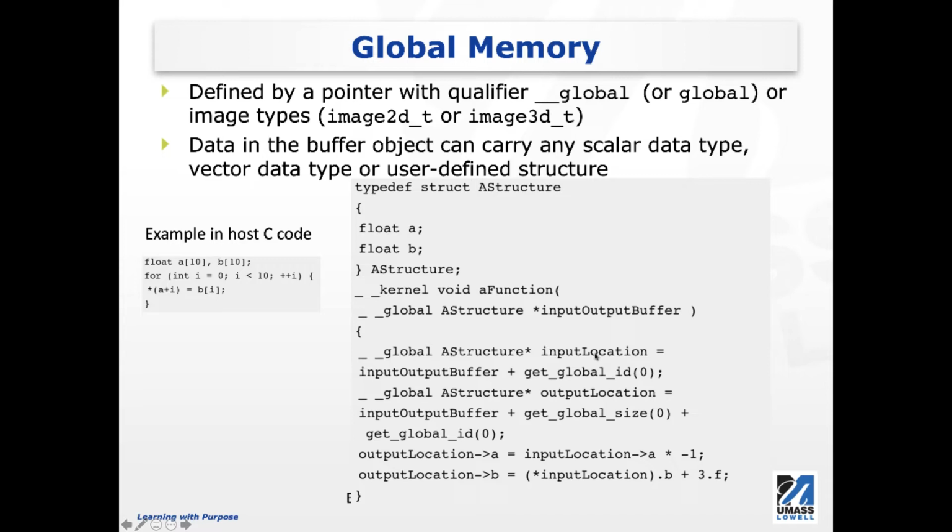So this line of code is trying to use the global ID of this work item and use that as an offset to the input-output buffer pointer, and then we will retrieve two floating point numbers. The reason we retrieve two floating point numbers is because we use this data structure which consists of floating point A and B.